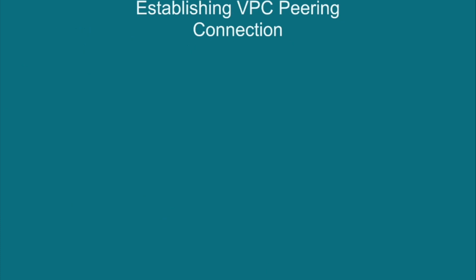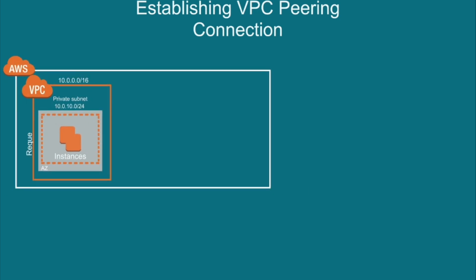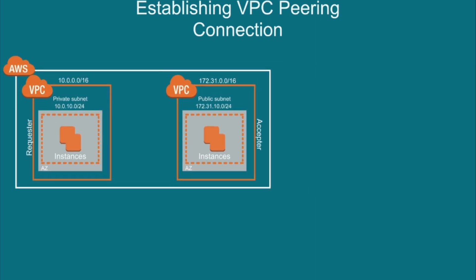Next we will examine how to establish a VPC peering connection between two VPCs. The first VPC will be our requester, and the second will be our acceptor. To establish a VPC peering connection, you do the following. First, the owner of the requester VPC sends a request to the owner of the acceptor VPC to create the VPC peering connection.